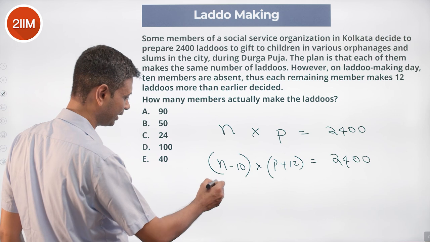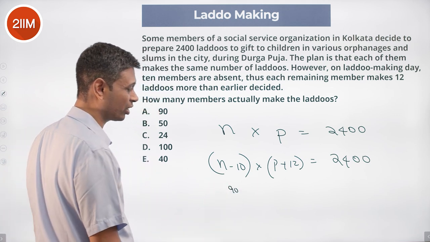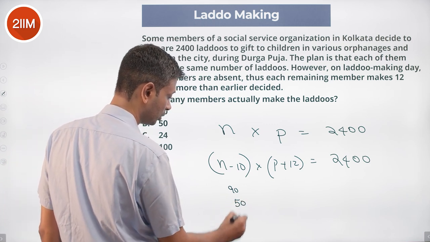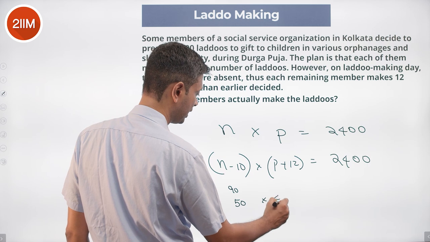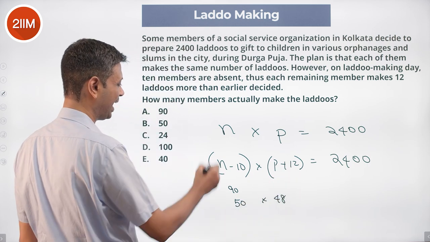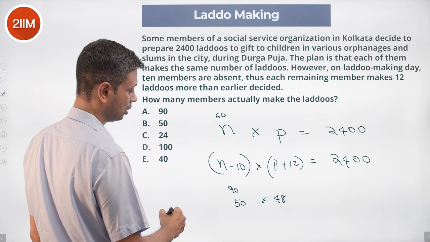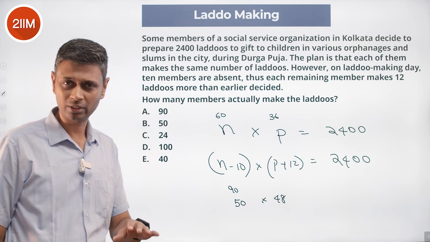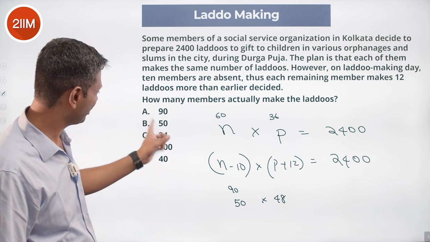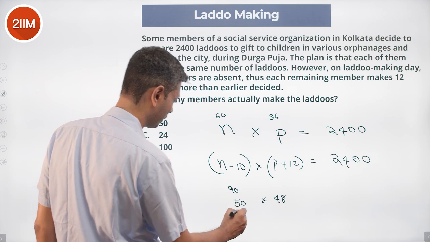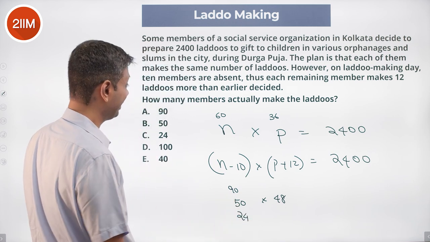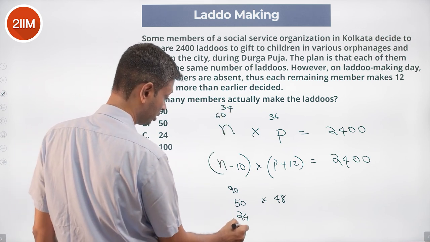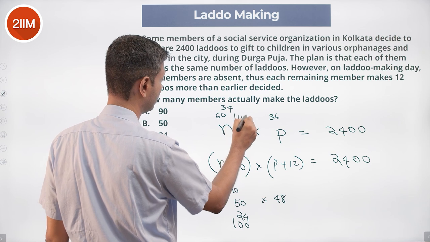N minus 10, if it were 90, 90 is not a factor of 2,400, doesn't work. N minus 10 could be 50. 50 into 48 is 2,400. N would be 60 into 36. This minus 12, that's not 2,400, that doesn't work. So n minus 10 is not 50. N minus 10, if it were 24, then n would be 34. No, doesn't work. N minus 10, if it were 100, then n would have to be 110, doesn't work.